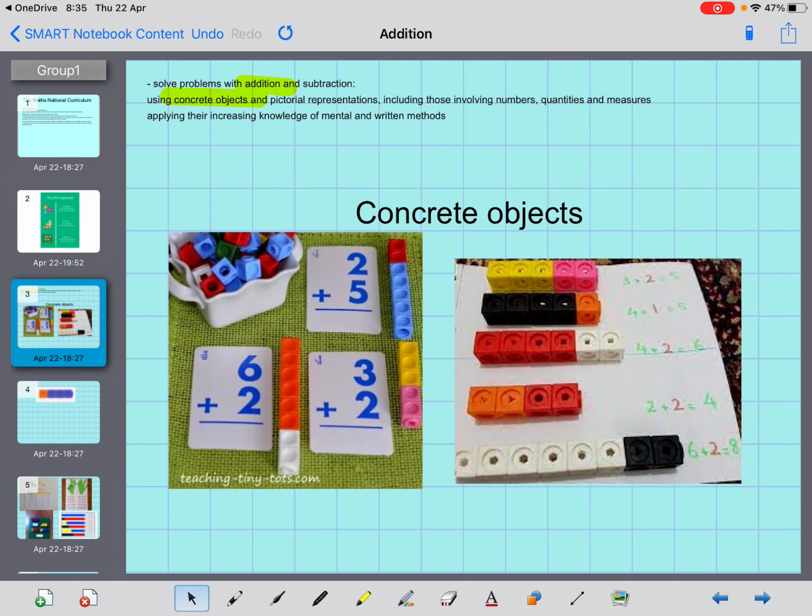So starting off then here, you can see these cubes are to do with concrete objects. So you can see that the child or the teacher with the child has actually got out the cubes and has written some number sentences to go with the cubes. So that is what we mean when we say concrete objects. This starts from reception and carries on into year 1 and can also be used in year 2 to help support and consolidate addition concepts before moving on.